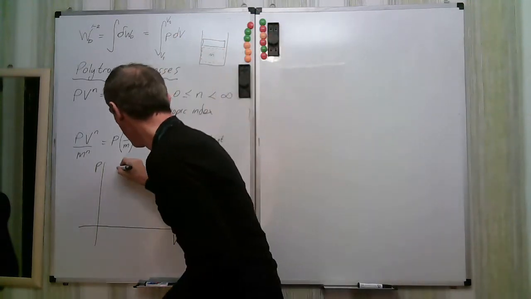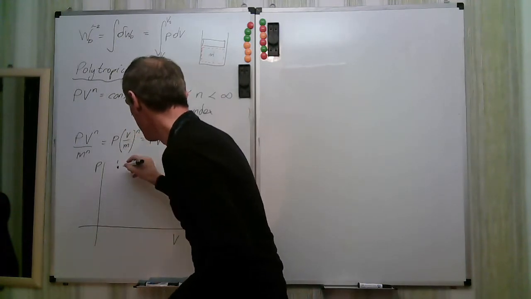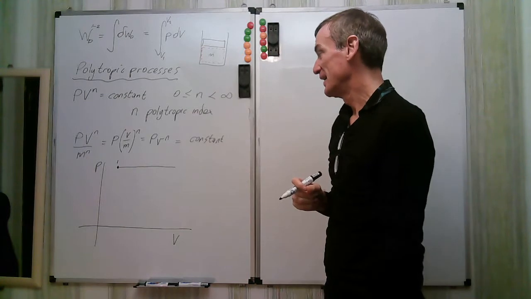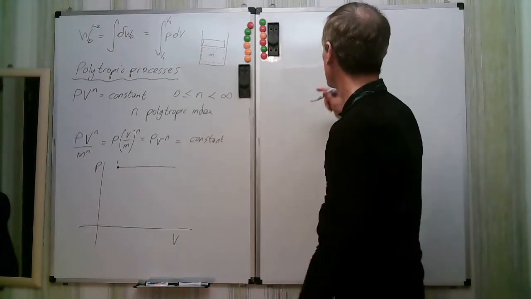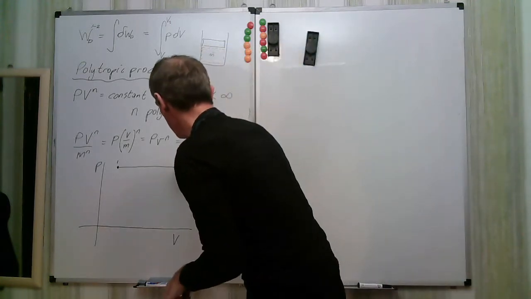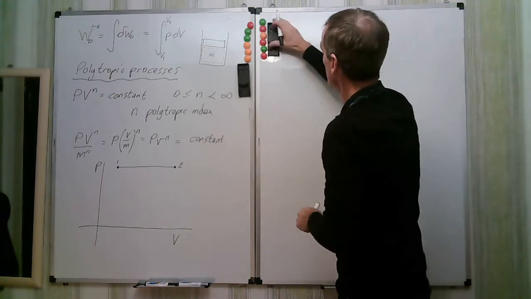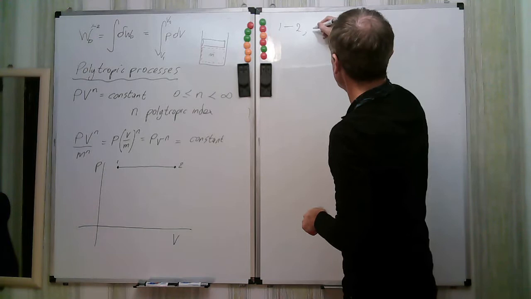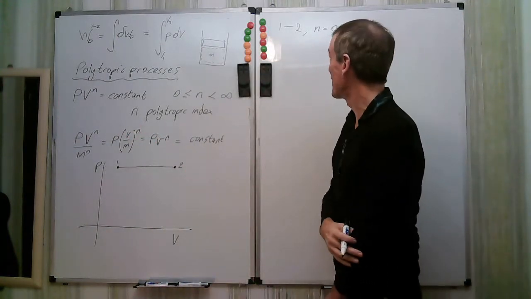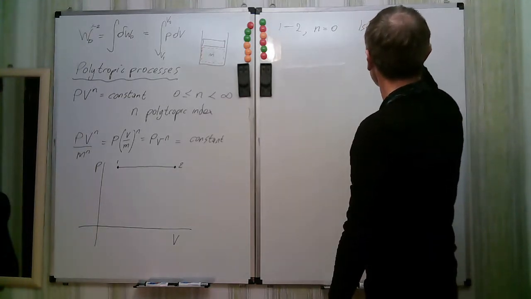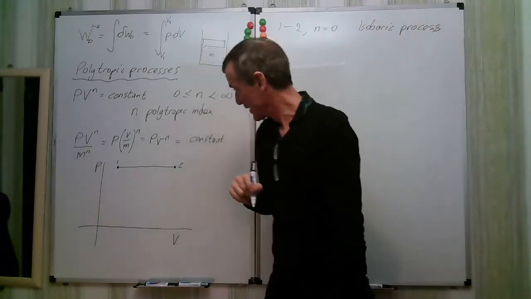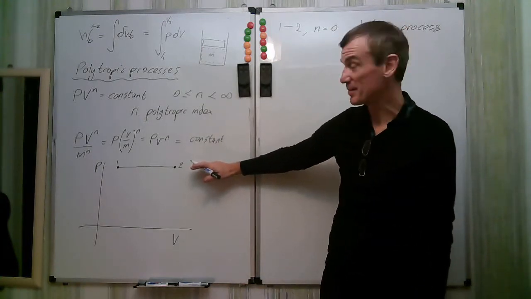So one of them, let's start from here. Let's call this point one. One of them might be an isobaric process, constant pressure. And that would be for n equal to zero. So let's call this process 1, 2. This is for n equal to zero. So you stick n equal to zero in this formula, obviously V to the zero is just 1, P equals a constant. So n equals zero gives an isobaric process. So that's just the horizontal line on our state diagram.